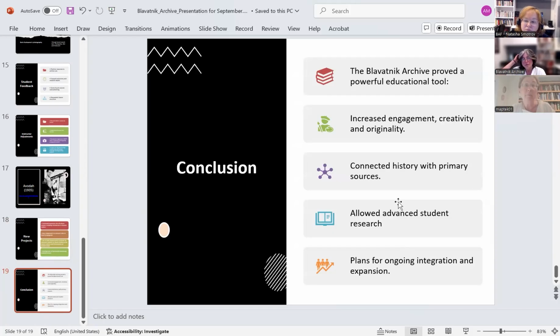I believe the Blavatnik Archive proved an extremely powerful educational tool that increased engagement, creativity, and most important, originality. It connected history with primary sources. It allowed students to better understand their own grandfathers, for example, if they were Russian speaking. It allowed advanced student research, but on the other hand, it also created issues, because if a student doesn't want archival research and just wants to skip through the course and use AI, these people are not very happy. But I try to do this. That's mostly it. Sorry for being long.